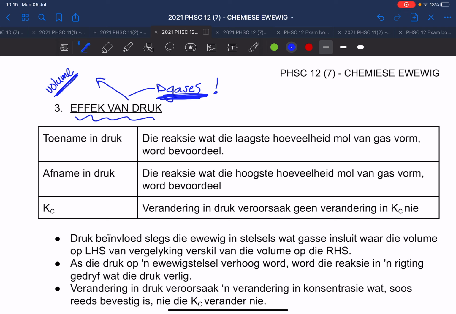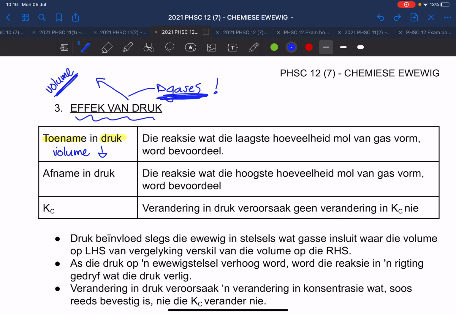Okay, now we say there, if we increase the pressure, as ons die druk meer maak, what do we do with the volume? Wat doen ons met die volume? Die volume neem, maak kleiner. The volume decreases. Okay, so we make the container smaller. Dan sê daar ding nee, ek wil nie, dit vat te veel plek op.